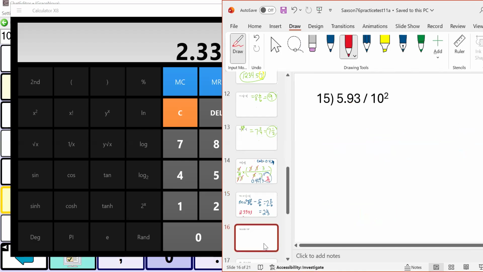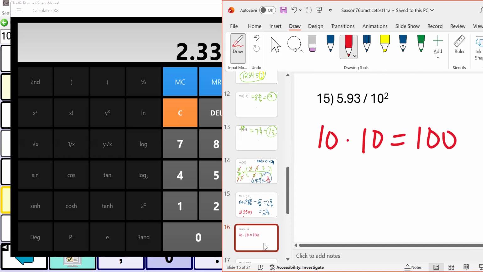All right. Ooh, we're getting a little tricky here. We've got 5.93 divided by 10 squared. So we're just starting to do some squared numbers. Squared means that you have that number times itself. If it was to the third power, it'd be that number times that number times that number. But in this case, it's 10 squared. So 10 squared is 10 times 10, which is 100.